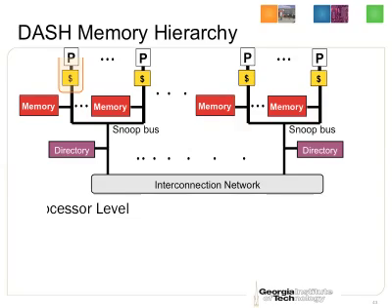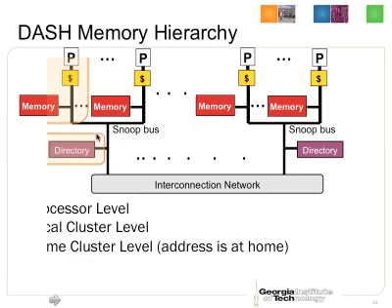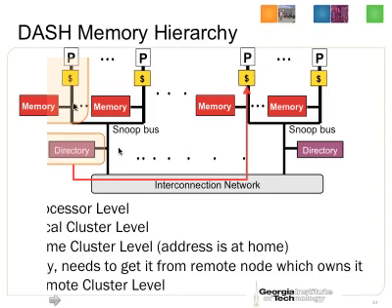So the memory hierarchy has several levels. The processor level, and across processors, you can also do cache-to-cache transfer. That's called local cluster level. And then you can do home cluster level. If the block is dirty, that means one other processor has the most recent data. In that case, it needs to get the most recent data from a remote node which owns it. And in that case, it's called remote cluster level.